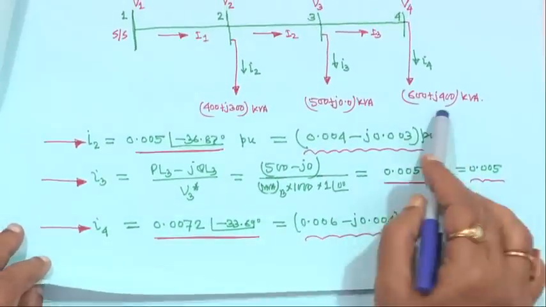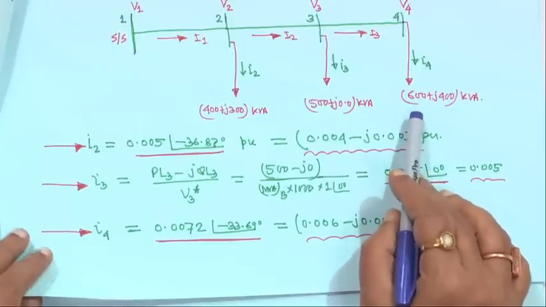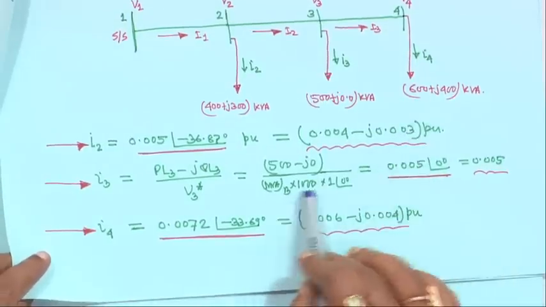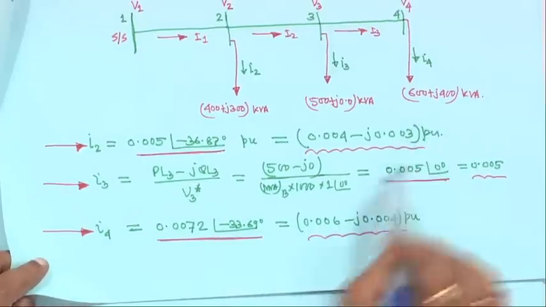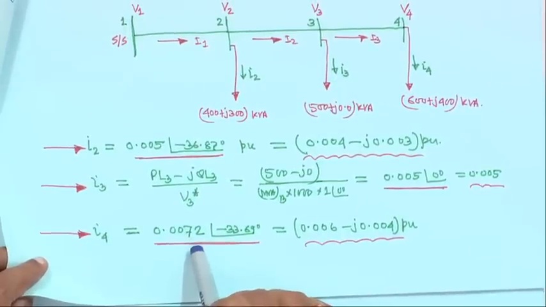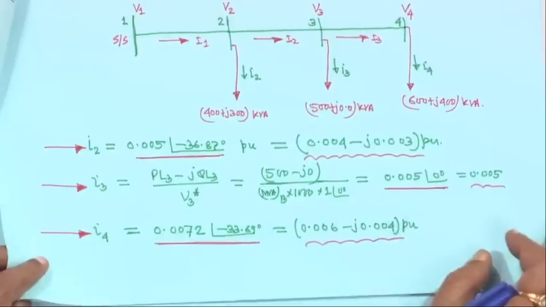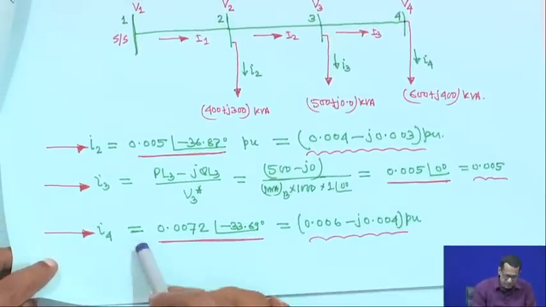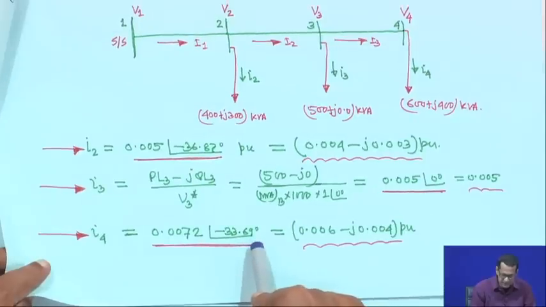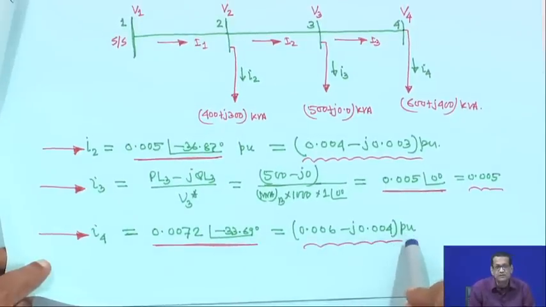And i4 is the same as before. You convert it to per unit, divide by 1000 to make it megawatt, then divide by the MVA base, same as before, and similarly you will get i4. We have already calculated this when we solved that load flow. I have taken the same data throughout this chapter. So i4 is equal to 0.0072 angle minus 33.69 degree, that is 0.006 minus j 0.004 per unit.